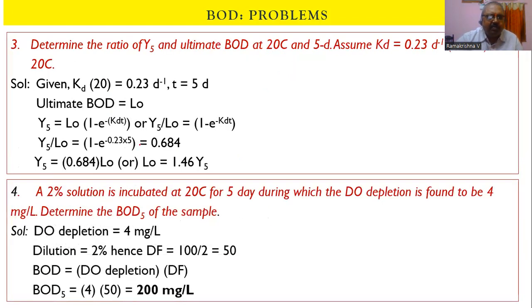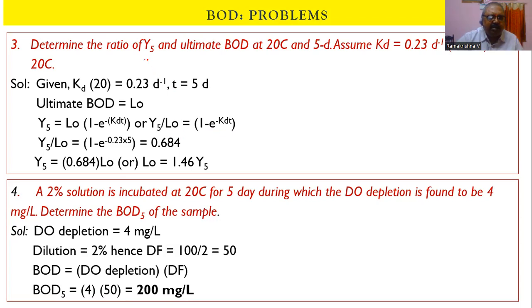Determine the ratio of Y5 and ultimate BOD at 20 centigrade and 5 days. Assume kd is equal to 0.23 per day, base e at 20 centigrade. kd at 20 is given as 0.23 per day. t is equal to 5 days. Ultimate BOD is equal to L0. And Y5 is equal to L0 into 1 minus e to the power of minus kd t, or Y5 by L0 is equal to 1 minus e to the power of minus kd t.